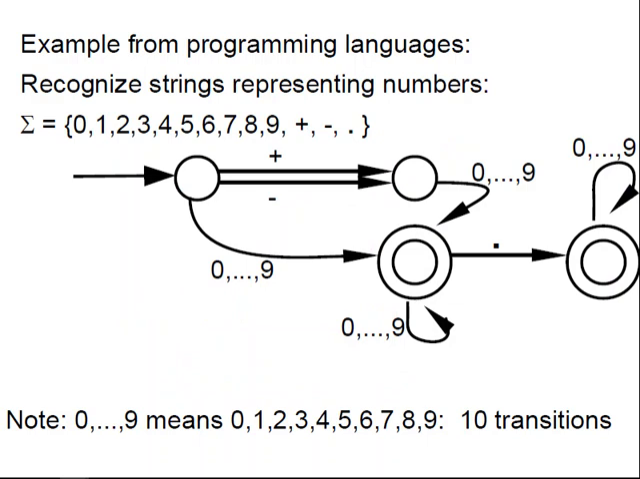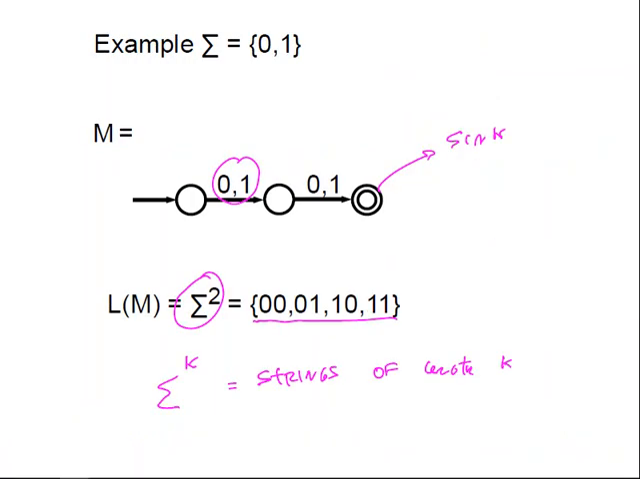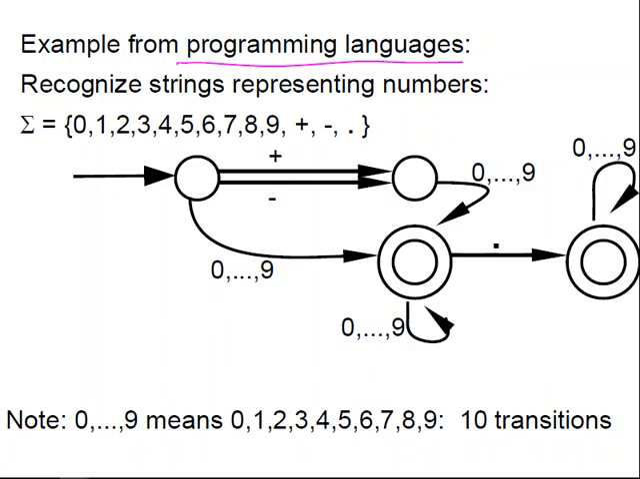All right, here is a more interesting example of a DFA. Here is an example from programming languages. As we mentioned earlier in the introduction, we have to recognize well-formed numerals and variable names. In particular, we're going to recognize numbers. So we want to be able to recognize things like minus 0.5, but not things which are not well-formed.